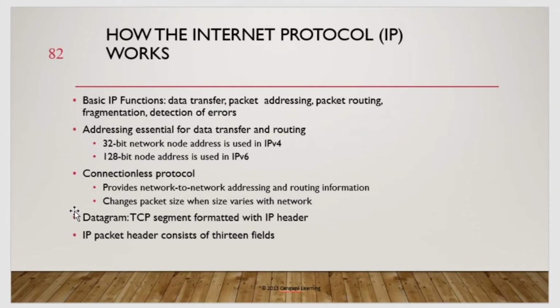So, we have two types of IP address. We have IP version 4, which is a 32-bit network node address, and we have IP version 6, which is a 128-bit node address. Okay? IP address or Internet Protocol is considered as a type of connectionless protocol. It provides network-to-network addressing and routing information. It changes packet size when size varies with network. Okay, so this is the function of the IP.